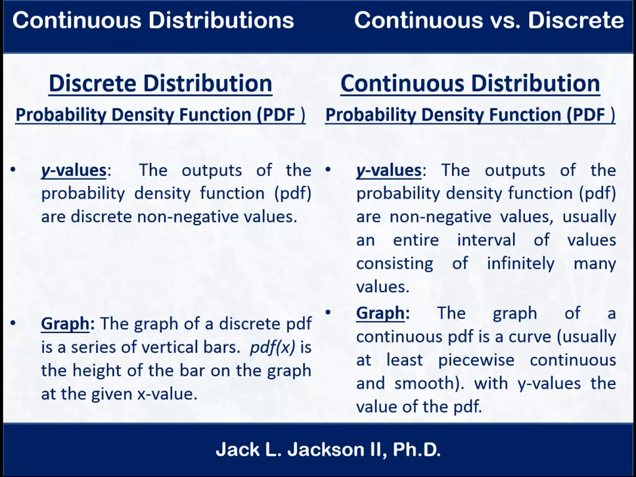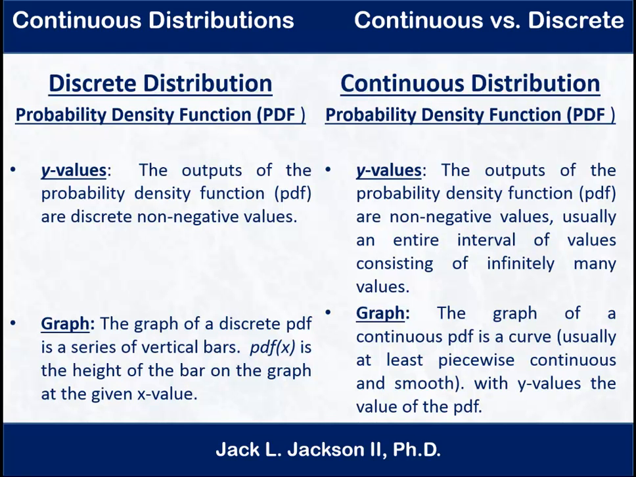Now, in the discrete case, for the probability density function we basically should just get discrete dots, but instead of representing them as dots, we typically represent those as vertical bars. And so we get a series of vertical bars. So the PDF of x is the height of the bar on the graph at any given x value. Okay, so it's a vertical bar graph.